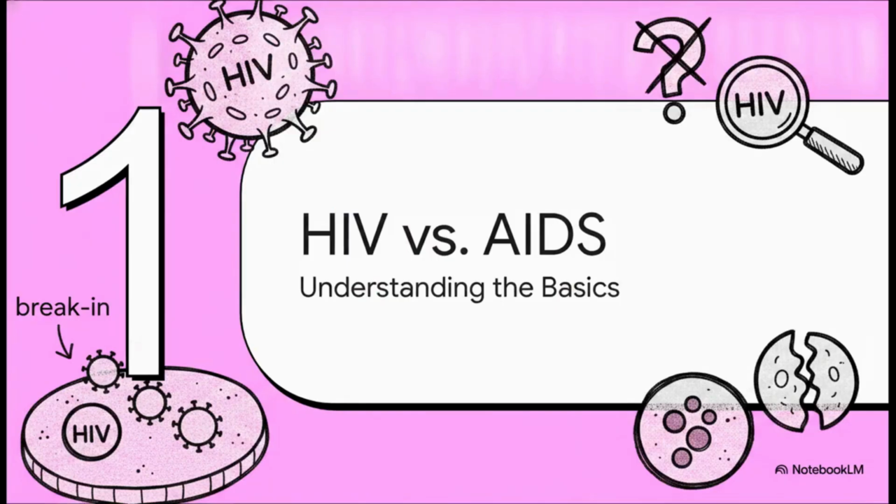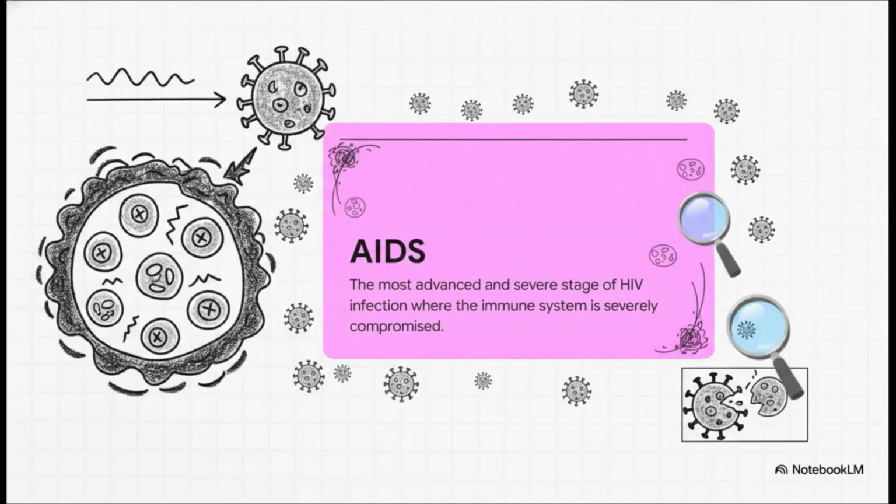Section 1. HIV versus AIDS. Understanding the basics. Now, before we actually analyze the break-in, we need to correctly identify our culprit. And really, we need to clear up a massive, common misconception right out of the gate. The absolute most crucial point to understand here is that AIDS, acquired immunodeficiency syndrome, is the devastating end-stage condition. It's the syndrome itself. It happens when the body's immune system is heavily compromised by the actual intruder, which is the Human Immunodeficiency Virus, or HIV.